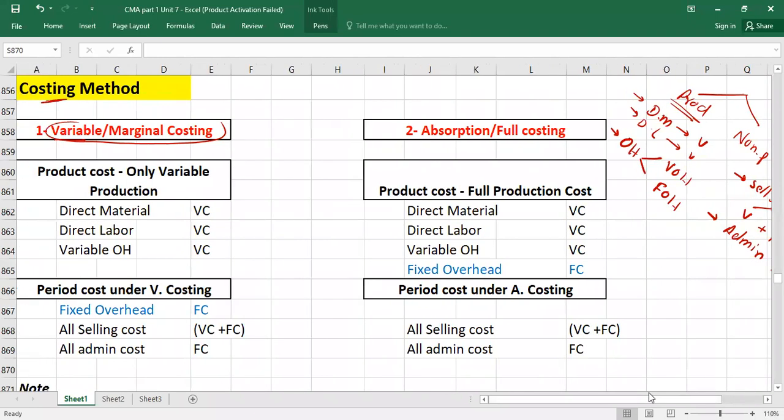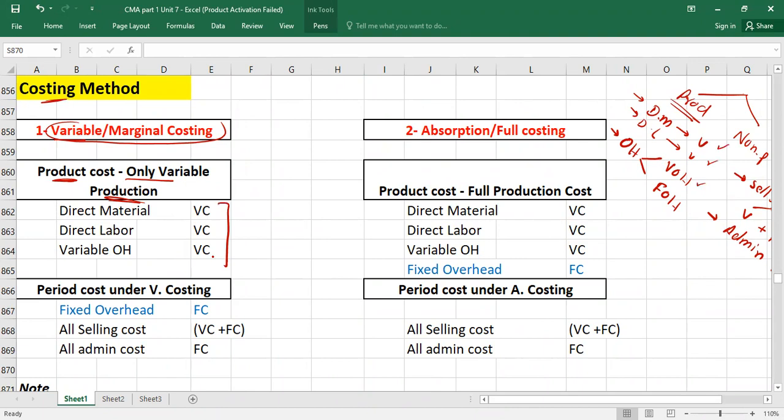Now, what does variable costing say? This is the starting point. The product cost as per variable costing should include only variable cost from production. In simple words, from production cost we will pick only variable cost. That will be the part of product cost as per variable costing, marginal costing. For example, direct material, direct labor, and variable overheads. These three costs will be part of product cost under variable costing.